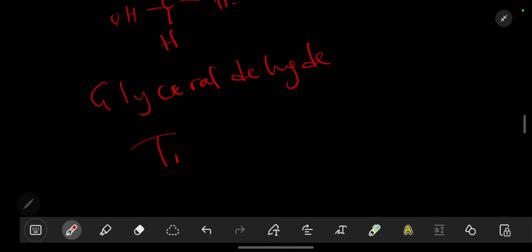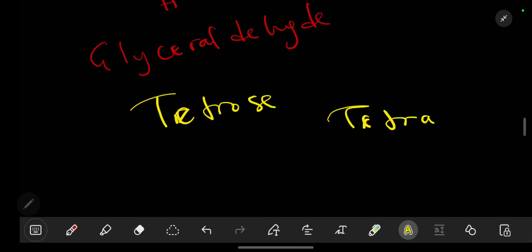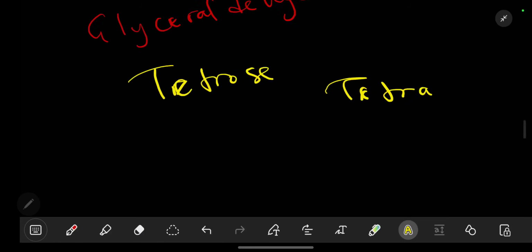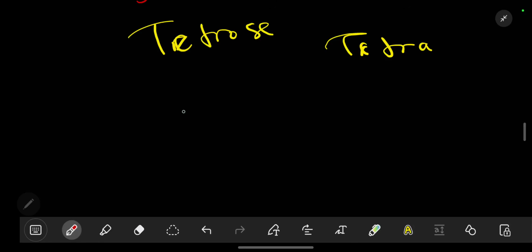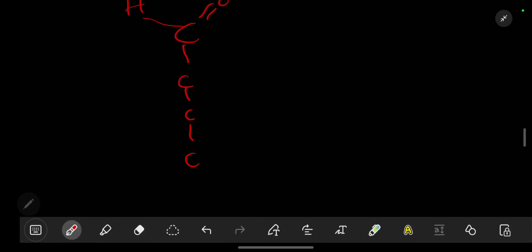Then we can have what we call a tetrose. Initially it's supposed to be tetra, which means 4. Now if we combine it with an O, we remove the A, then we have tetrose. So a tetrose is a 4 carbon sugar. Same thing, to draw this structure, we do something like this. Double bond O there, then we have our hydrogen, then we have 1, 2, and number 4, like that.